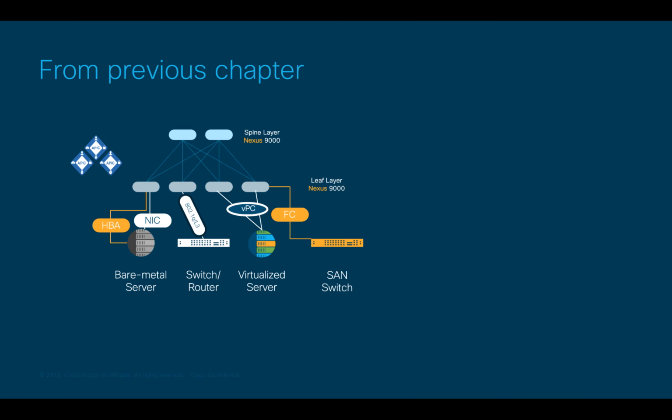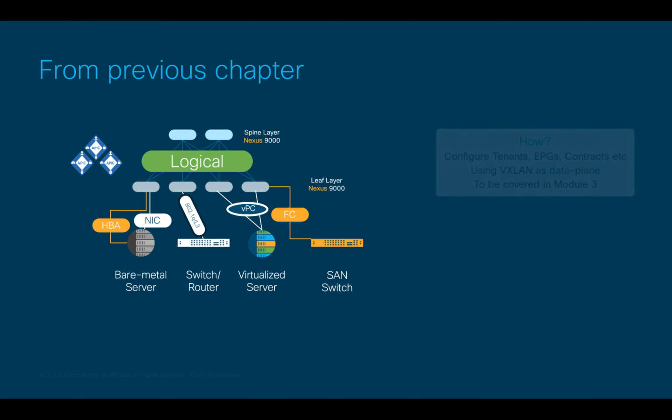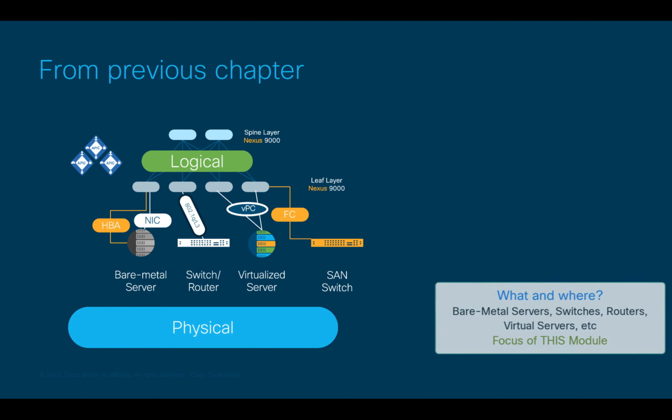In the previous chapter, we learned that in ACI, we need to configure two types of networks. We use logical networks to define how we want to communicate different endpoints using VXLAN across the fabric, and physical networks to define what we want to connect on any given leaf port.